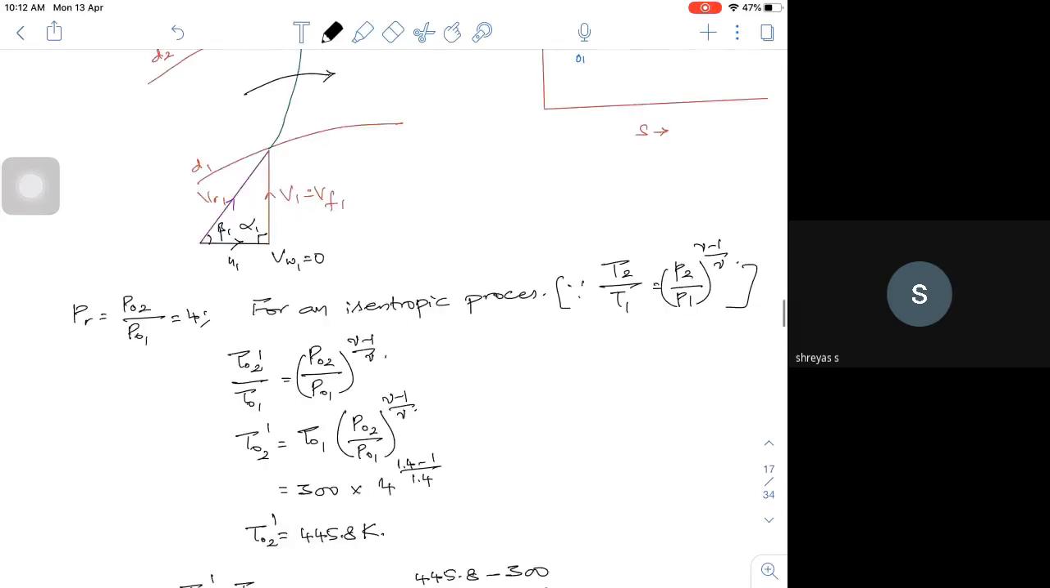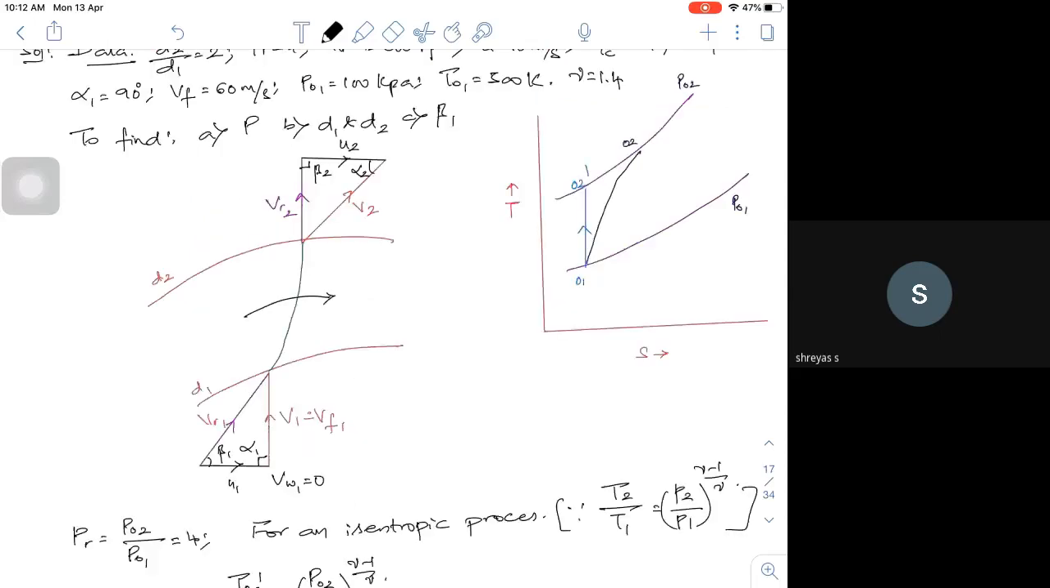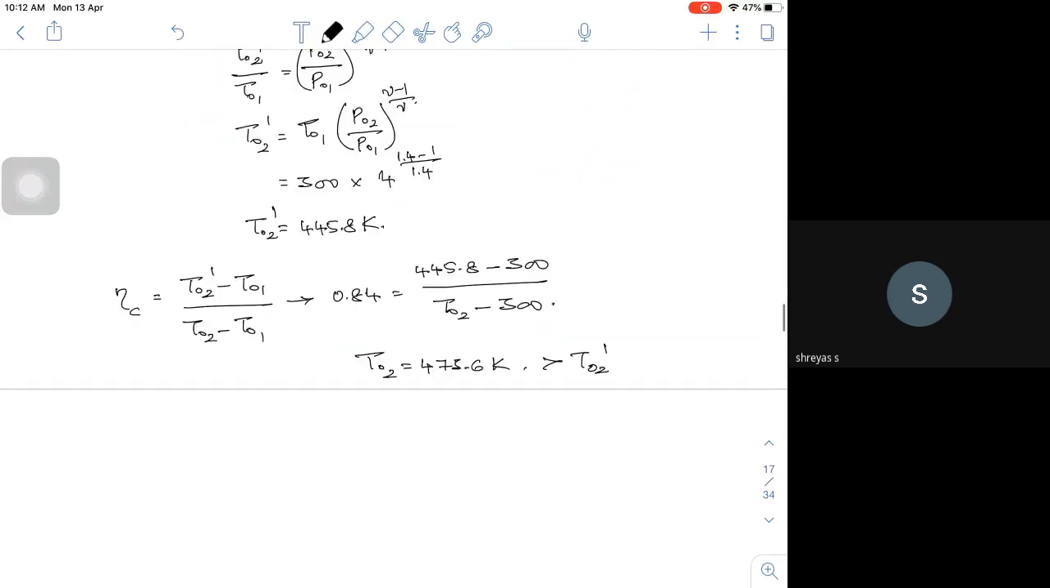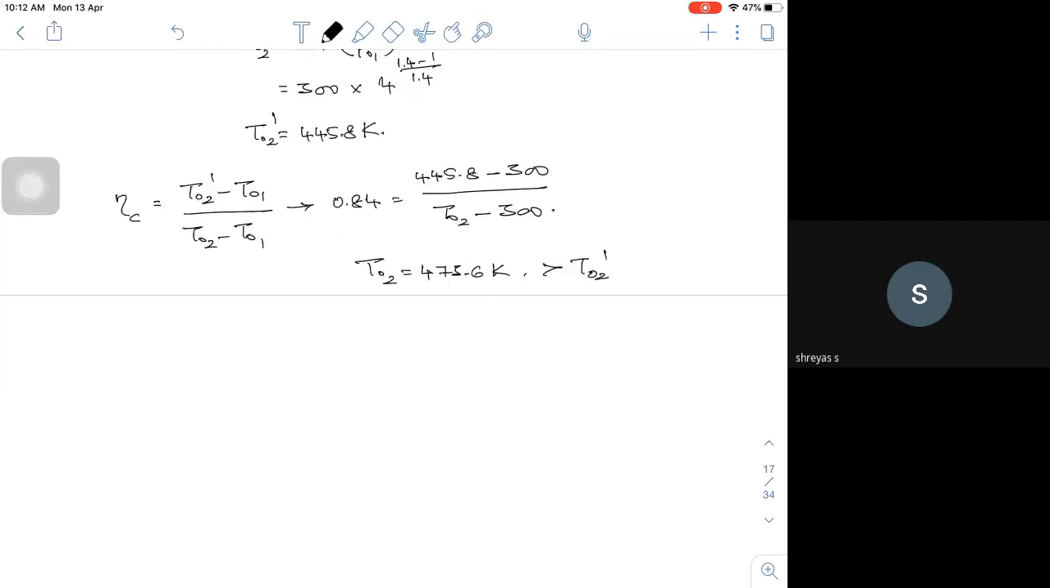If you look here at my TS diagram, T02 dash corresponds to isentropic compression. That is the temperature we obtain after isentropic compression, and T02 is the temperature we obtain after the actual compression. Okay, this is about your T02 dash and T02. We got the temperatures. Now, what is the work done?